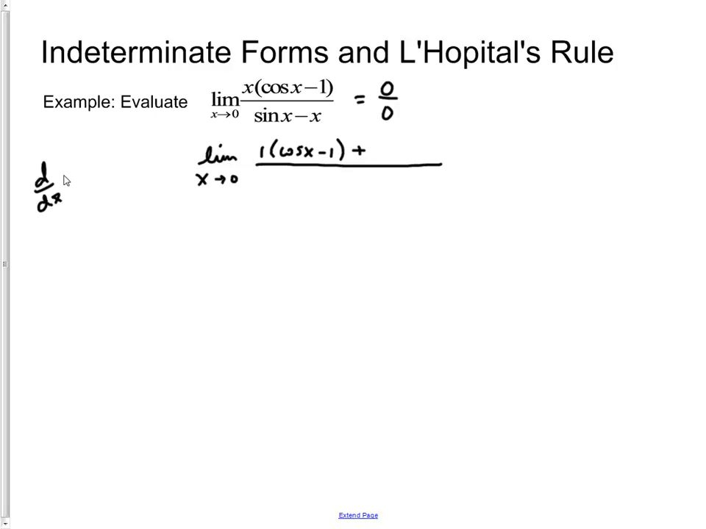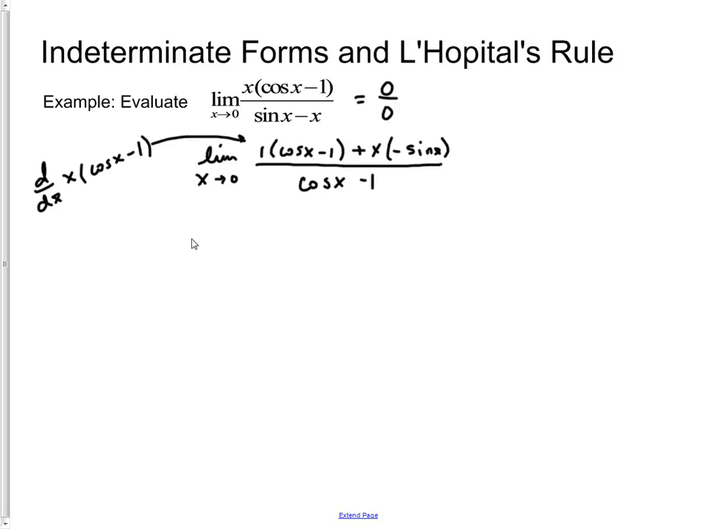So right now in our numerator, we're putting the derivative of x times cosine of x minus 1. Okay, so keeping track: 1 times cosine of x plus 1 times x times the derivative of cosine of x, so that's going to be minus sine of x. Now in my denominator, I'm going to get the derivative of sine of x, which is cosine of x minus 1. That's sort of interesting.